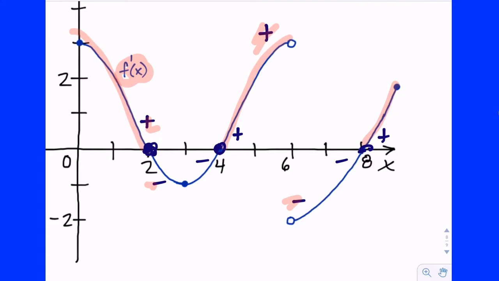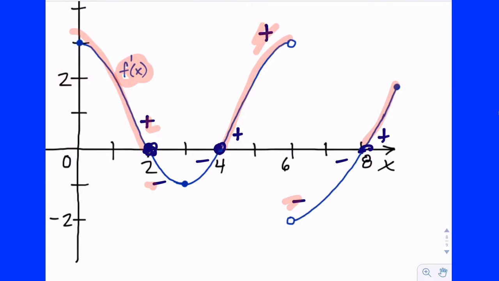Also, f has local mins at x equals 4 and x equals 8 because f prime changes from negative to positive at these 2 points. So by now, hopefully, that recipe for successful sentence writing, you have it down pat. You don't need to consult the cookbook anymore.